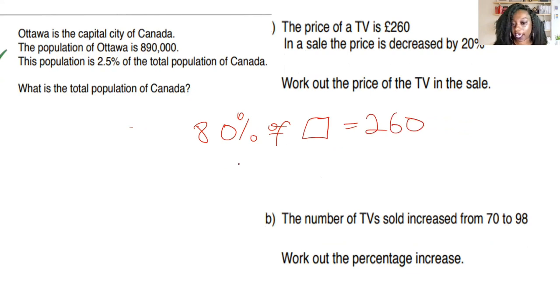So the same way we did the Canada issue, okay? So 80%, the 100% is what we're trying to look for. But we know that the 80% is what is giving us £260. So we're just gonna quickly do something now to see how we can get that answer. Okay, so that's saying 325. So the original price was 325.